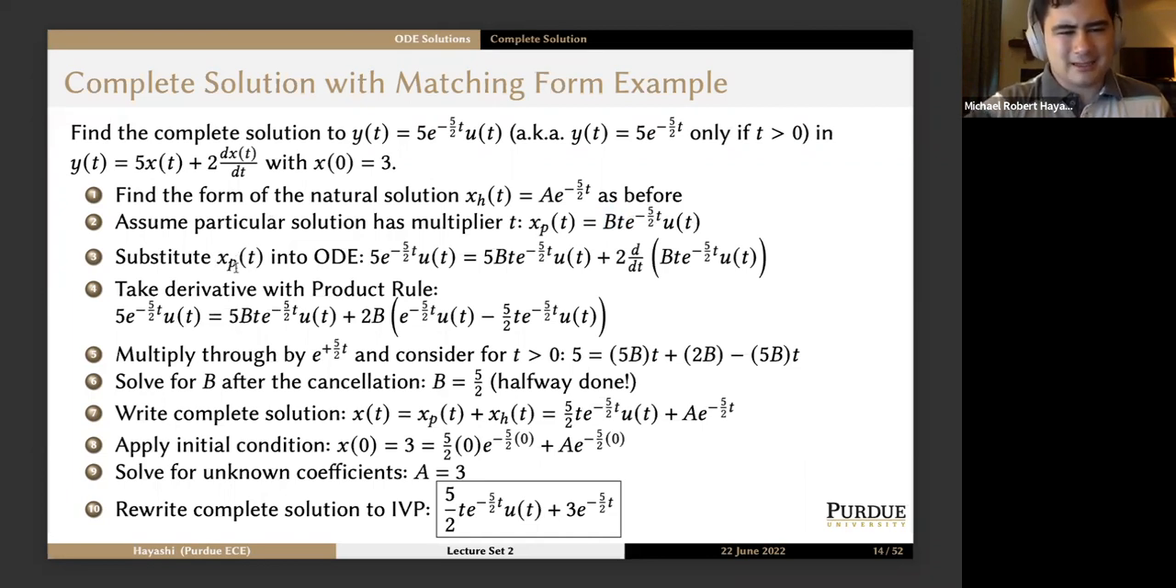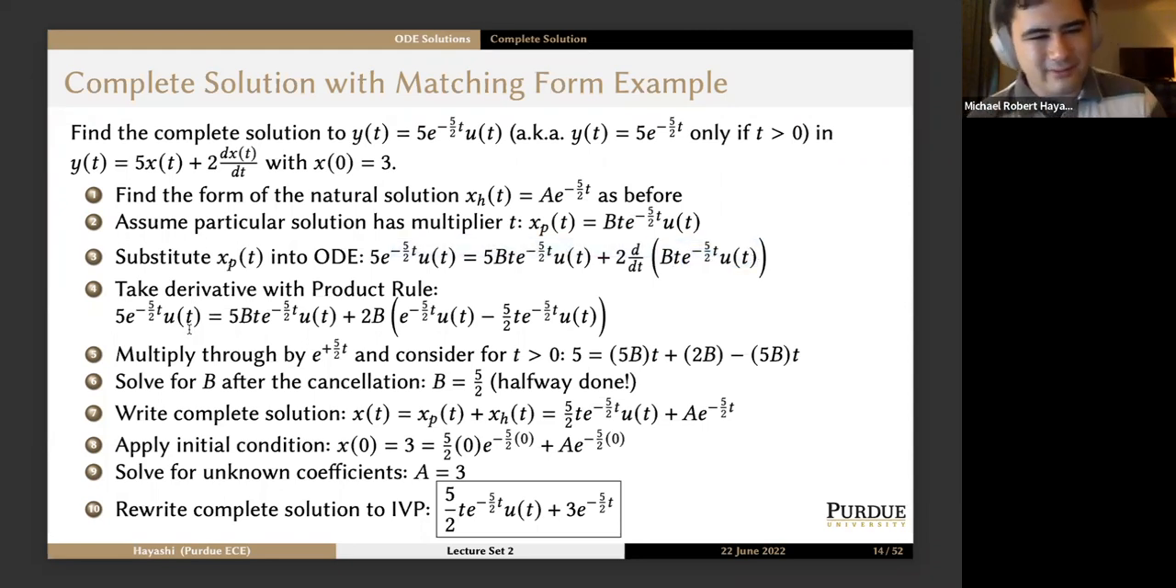So we substitute x sub p of t into the ordinary differential equation. 5e to the minus 5 halves t u of t is equal to 5b times t e to the minus 5 halves t u of t plus 2 times the derivative of the particular solution. When we take this derivative, we must use the product rule because we have t times e to the minus 5 halves t u of t.